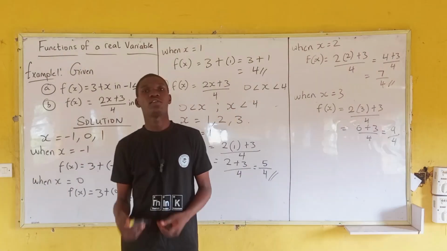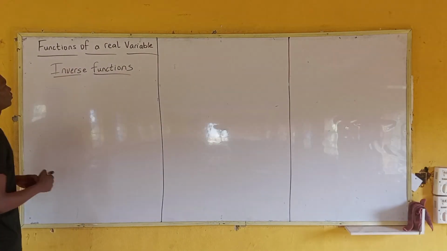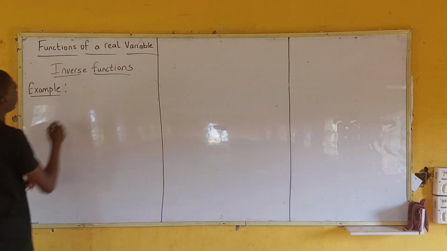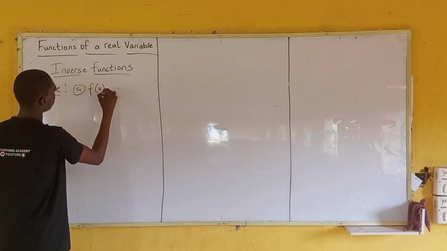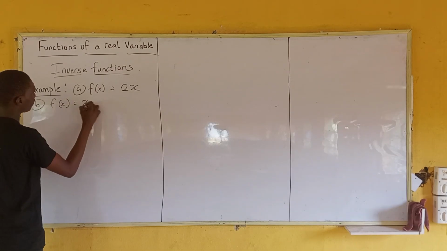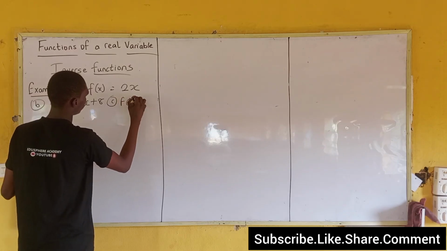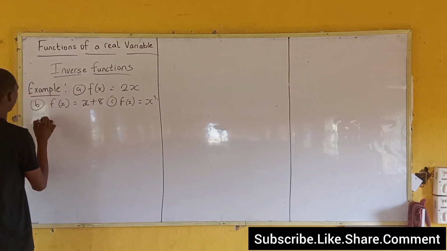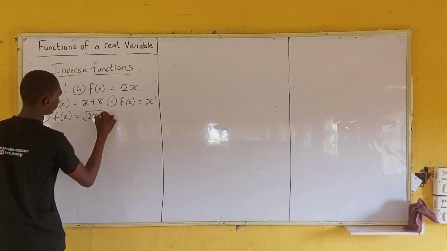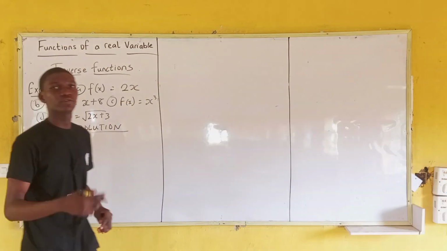Now let's move to inverse function. For inverse function, what we simply want to do is as follows. Let's take an example. Say A, f of x is equal to 2x. B, f of x is equal to x plus 8. C, f of x is equal to x cubed, and D, f of x is equal to root 2x plus 3. Given these functions, you are asked to find the inverse function.